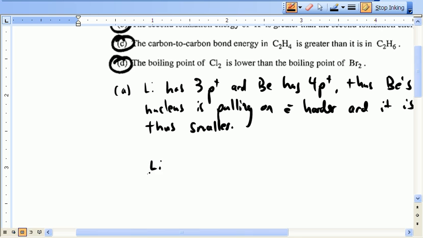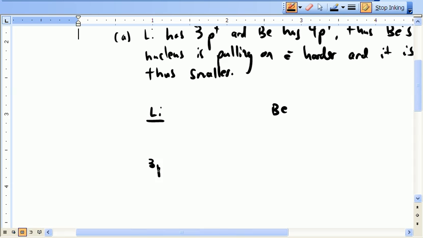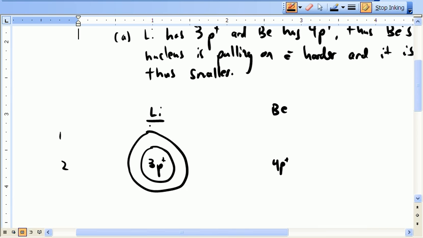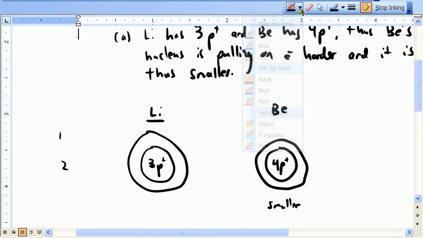Okay, so what we can do is we can really think about it. In Li and Be, we can look at it this way. Li has 3 protons in its nucleus, and Be has 4 protons in its nucleus, but they both are in the second energy level. What that means is they both have 2 shells. Now, because this one has 4 protons, it's pulling on those shells with a greater force, thus it's smaller. Okay? So it really is, this one just has a more powerful nucleus than this one.